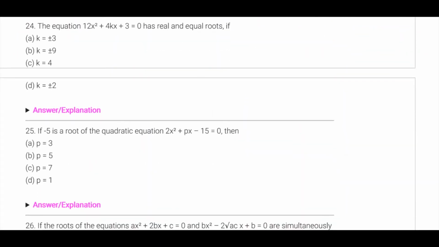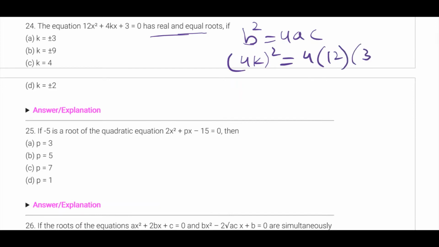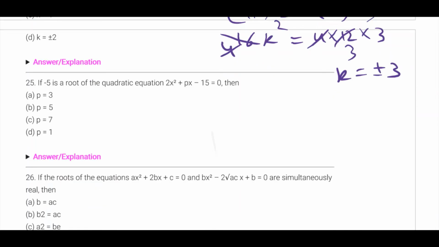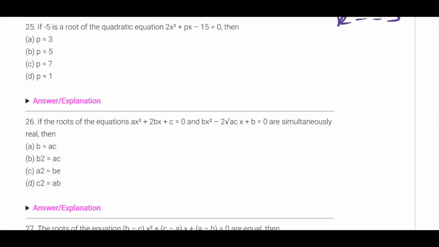The equation 12x square plus 4kx plus 3 equals to 0 has real and equal roots if. So we need to get real and equal roots. This is possible when b square equals to 4ac, discriminant equals to 0. So 4k whole square equals to 4 into 12 into 3. 16k square equals to 4 into 12 into 3. So 4 times 4, 3 times, k equals to plus or minus 3. Option A.